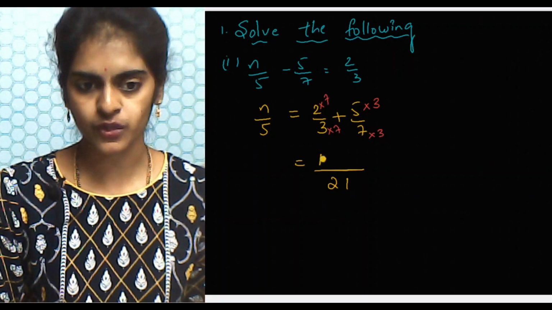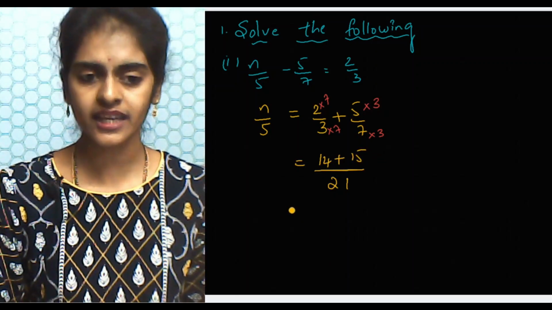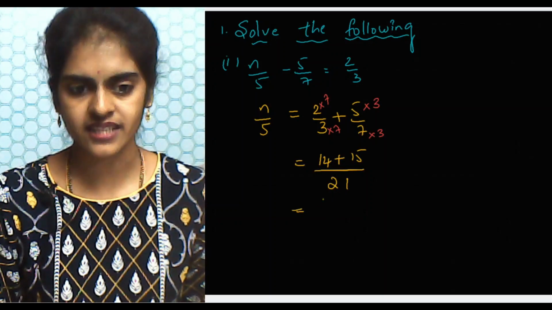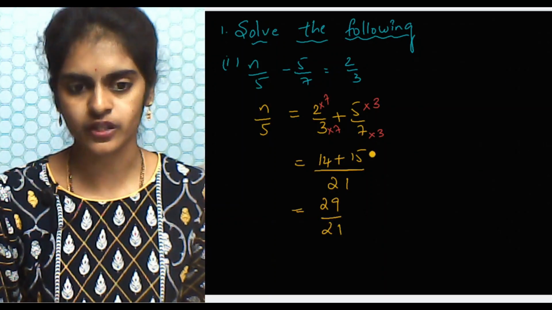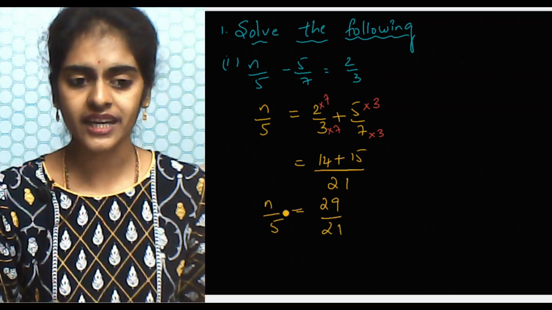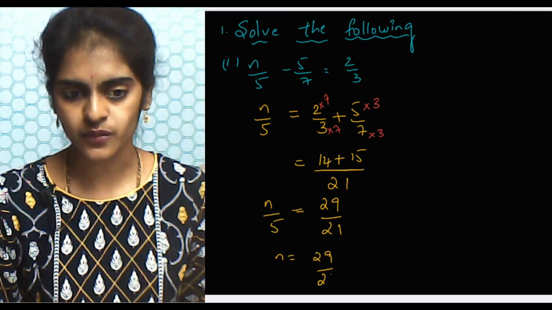So 2 sevens are 14, and the final answer is plus 5 3s are 15. Okay, so this is addition of fractions. I hope you all know it. So this is nothing but 29 by 21. 14 plus 15 is 29 by 21. This is n by 5. Now I want the value of n. So n by 5 is equal to 29 by 21.